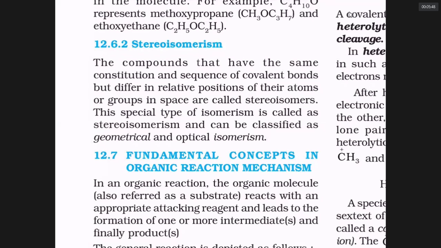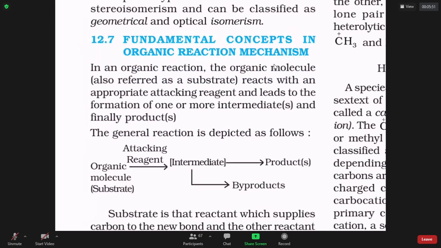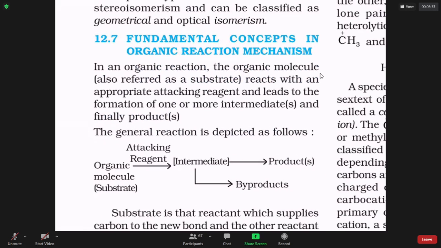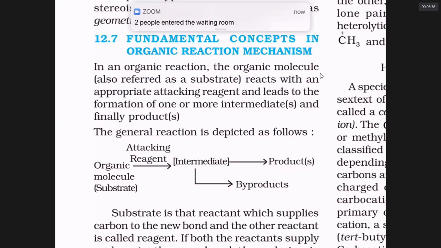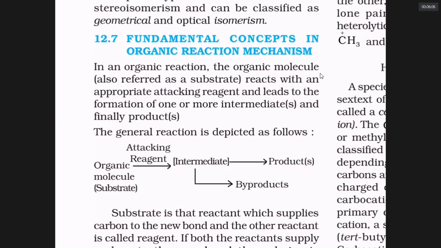Now, fundamental concepts in organic reaction mechanism. A detailed study of all steps involved in the course of a reaction, where a starting organic molecule called substrate is converted to products. The detailed study of this path is called reaction mechanism. I repeat, the step-by-step study of conversion of a starting organic substance called substrate to a final product is called mechanism. In organic chemistry, we often study mechanisms.